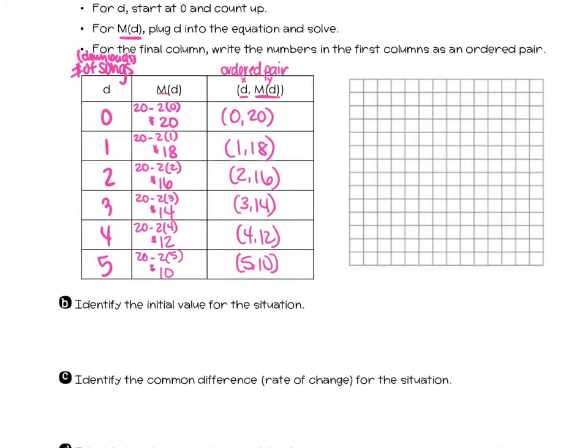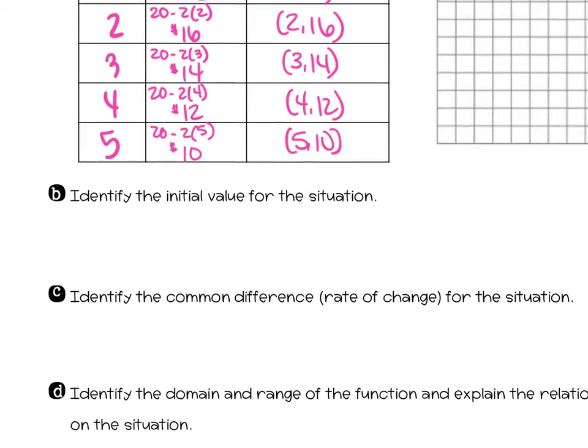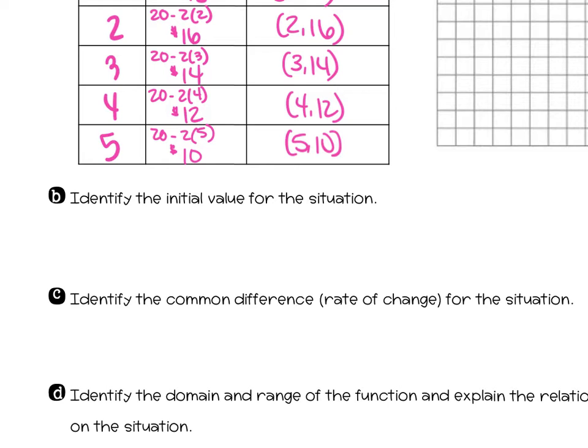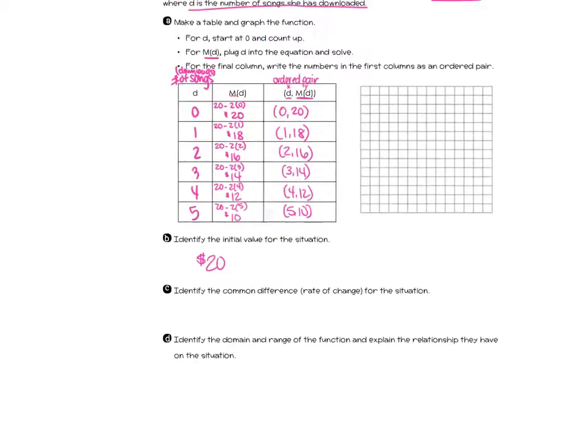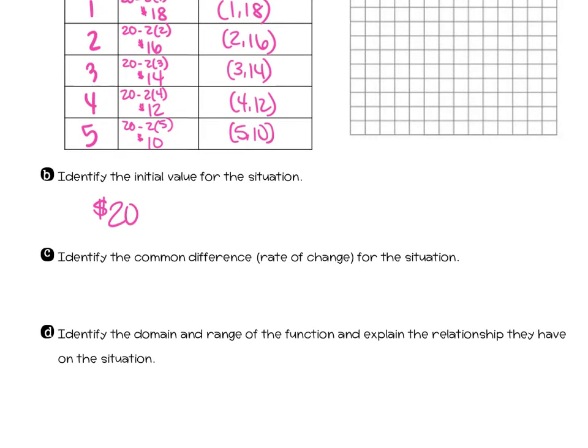So B, identify the initial value for the situation. Well, this is how much money she started with on her gift card, and that was $20. Next, identify the common difference or the rate of change. So how much is it going up or down each time? Well, we're spending money, so it's going down, and $2, so that's like -2.